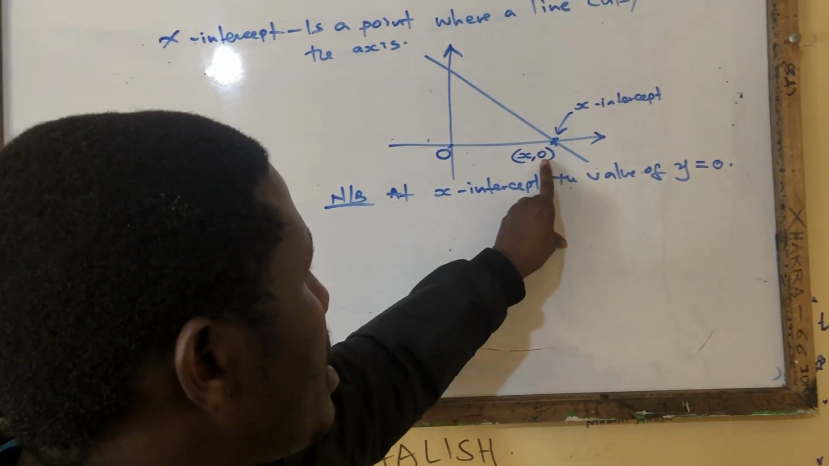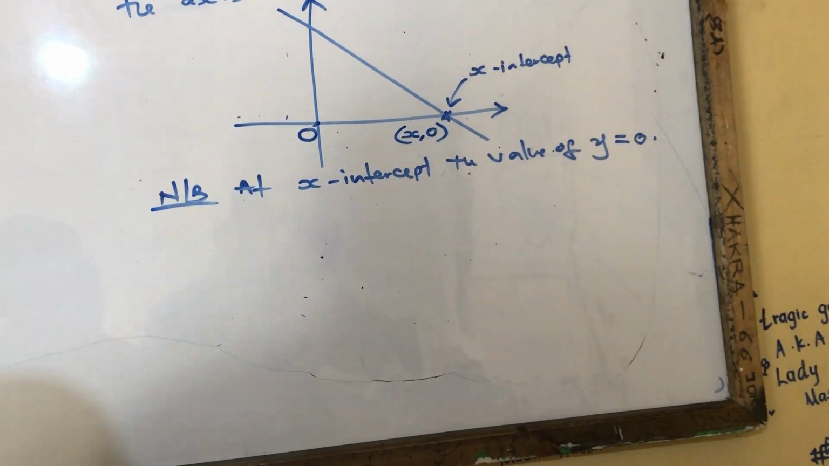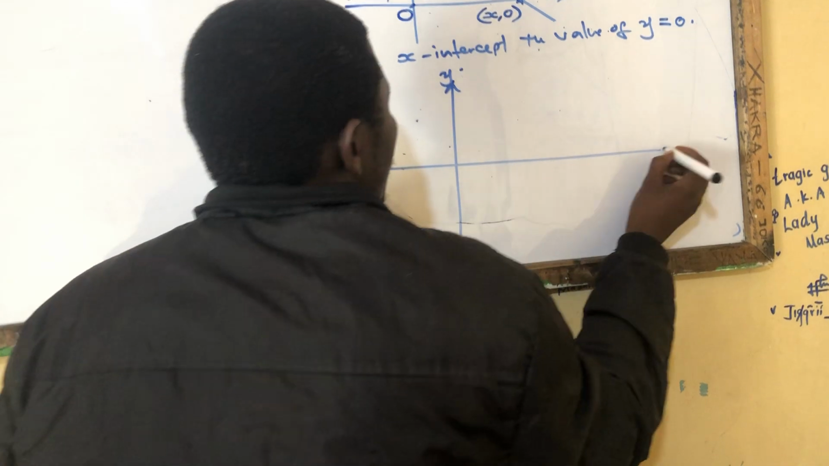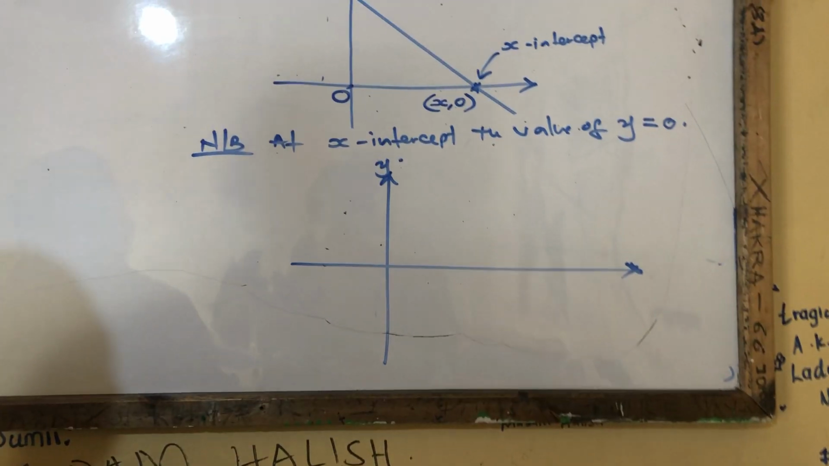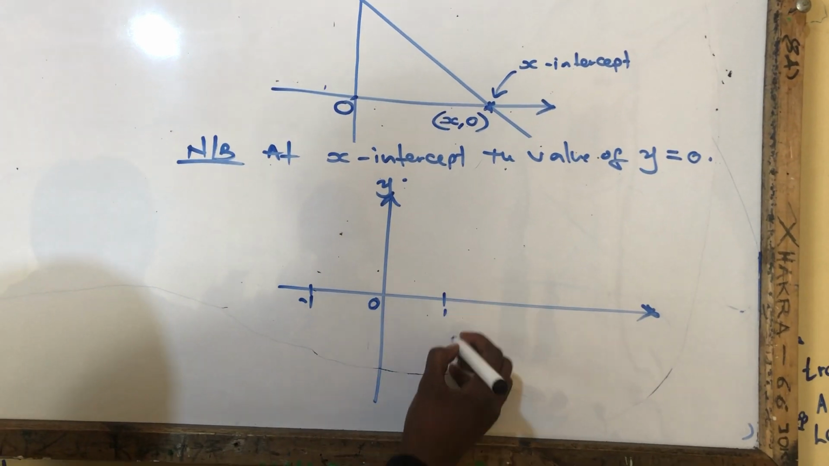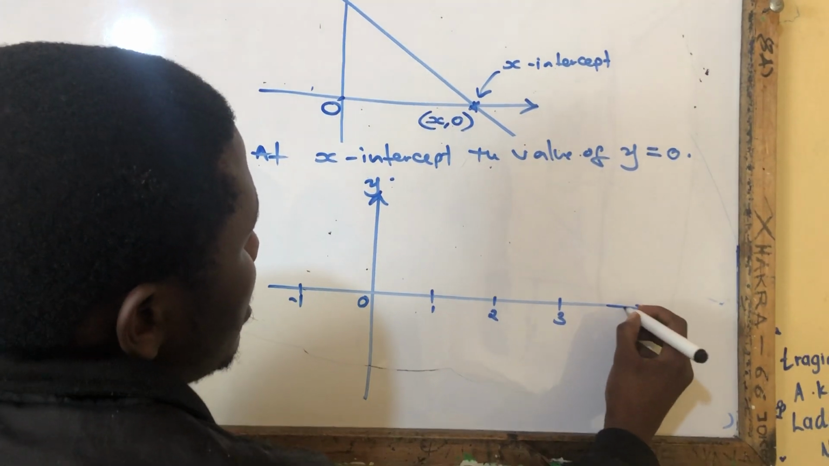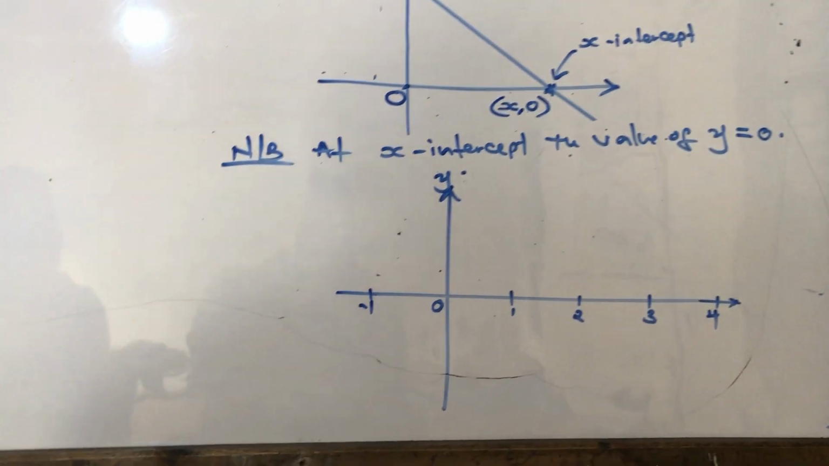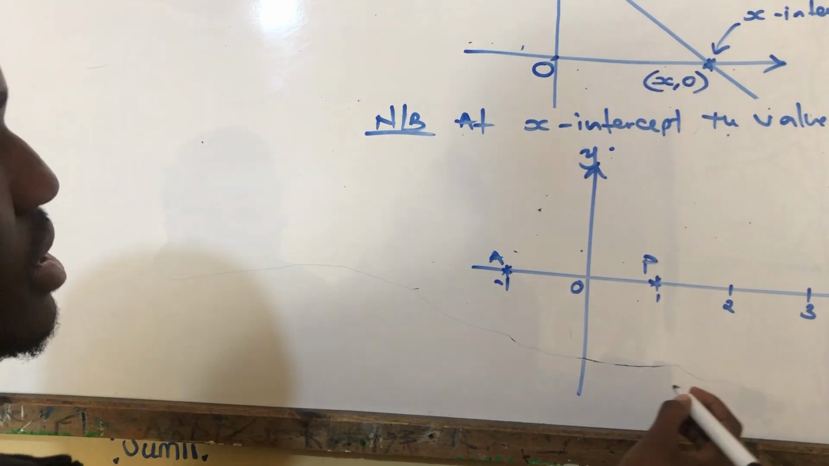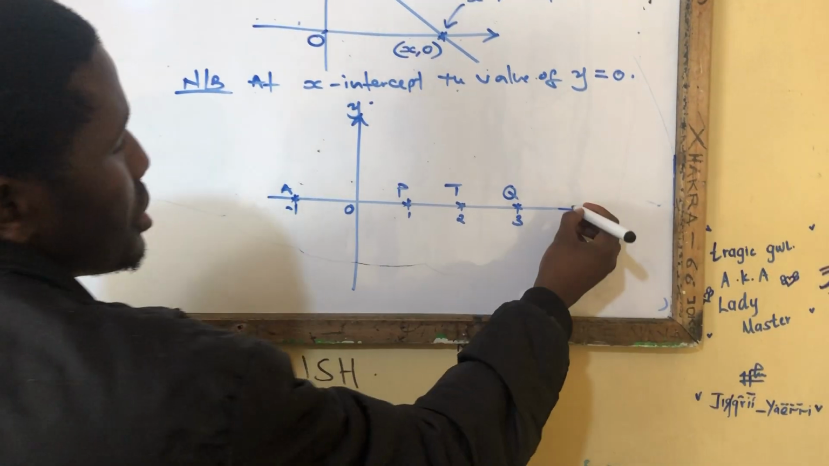Just to clarify this more, I want to take you through some basic knowledge of coordinates. Let's consider this one here. This is our y-axis. Let's have our x-axis. I want us to consider a number of points. Let's have this point here, which is -1, 0, 1, 2, 3, and finally 4. Let's have the point A here, a point P, a point T, a point Q, and a point M.